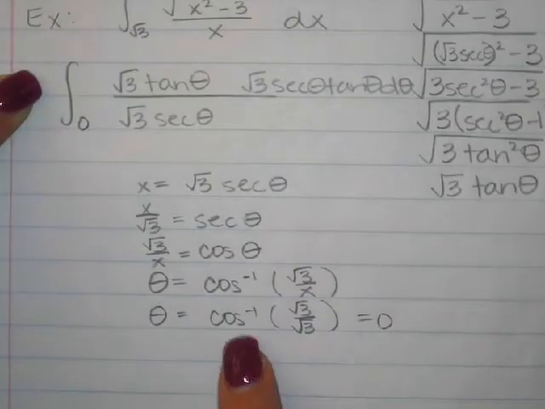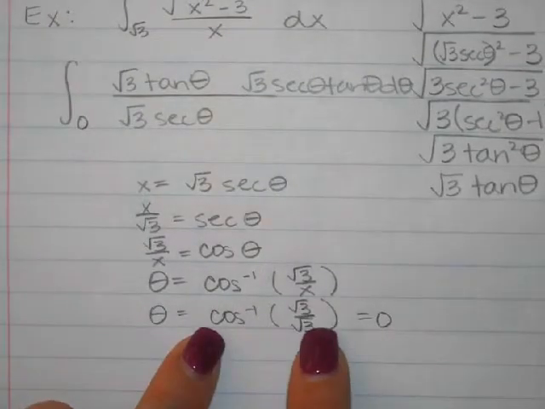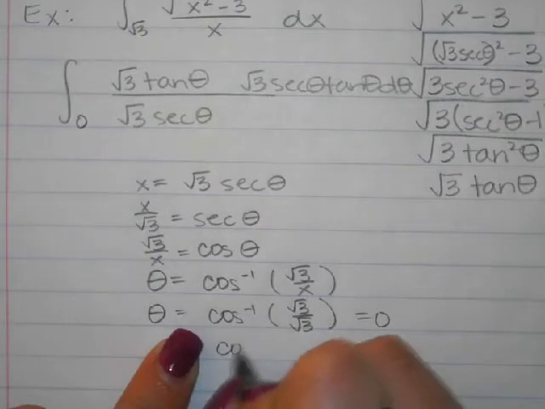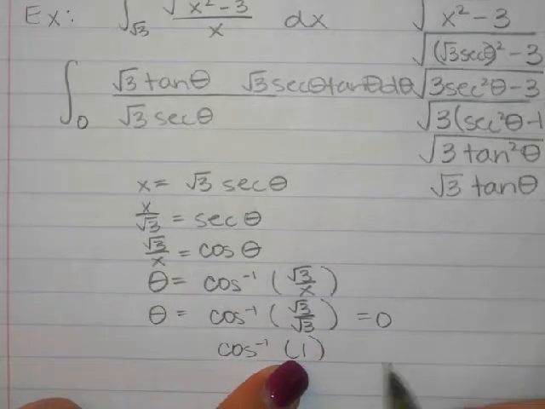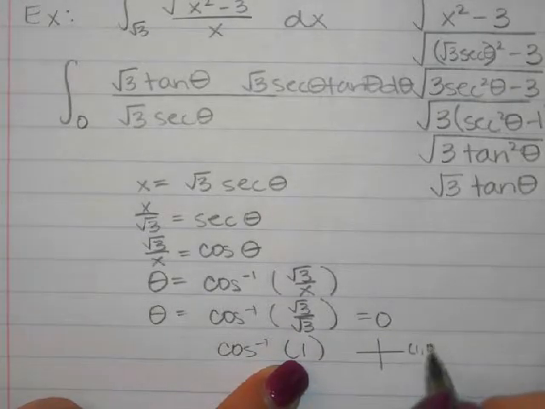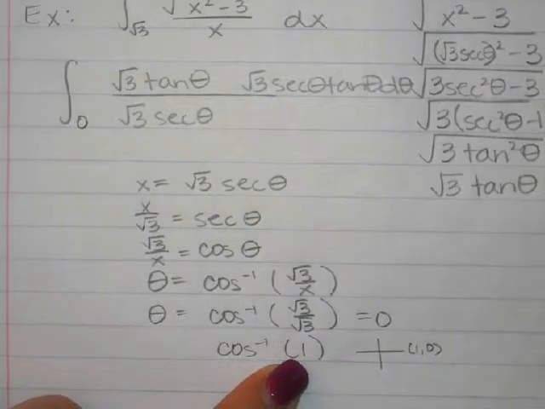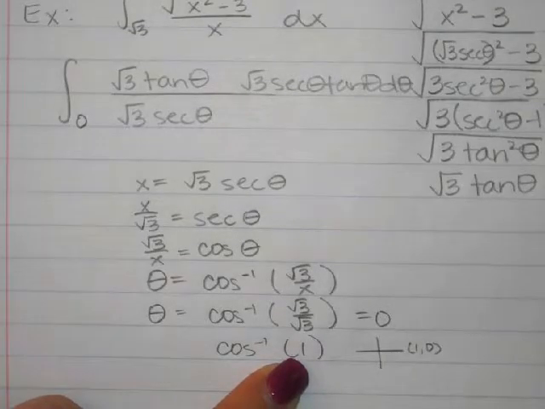So we said cos inverse, we plugged in our x value. This is cos inverse of 1. So we were thinking, where on the unit circle is there an x value of 1? And on the unit circle, that happens right here. And so that's a theta value of 0. So 0 degrees or 0 radians.